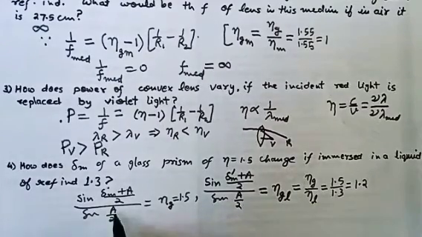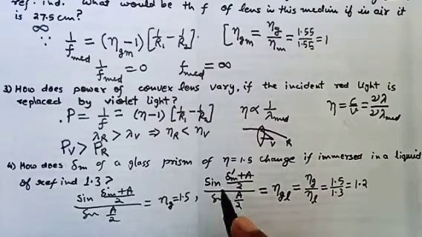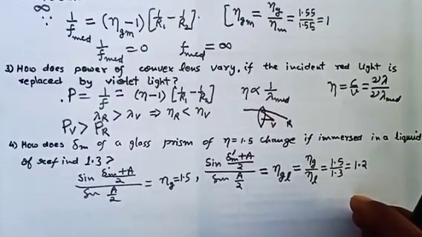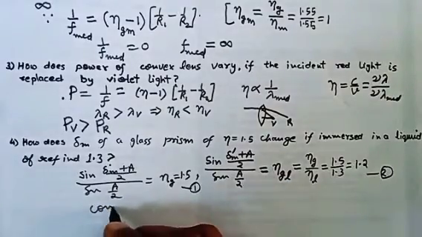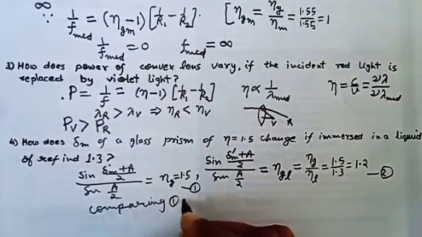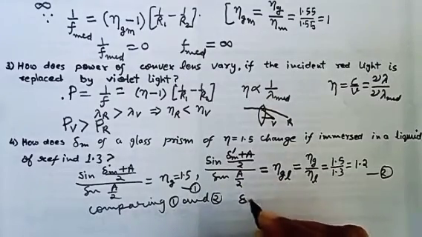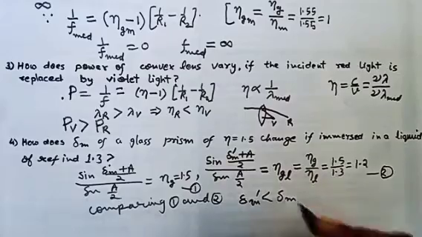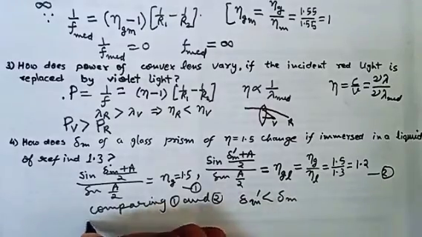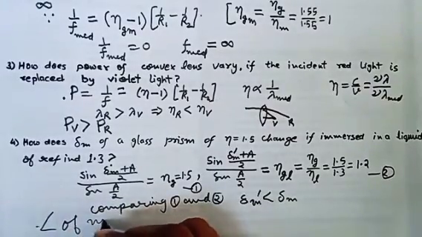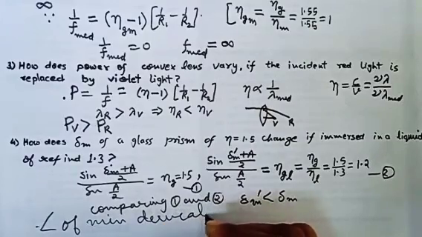And the other thing, A is fixed for this glass prism. If this value has decreased, this implies that the angle of minimum deviation must decrease. So comparing 1 and 2, delta m dash is less than delta m. We can conclude that. So the answer will be: the angle of minimum deviation will decrease.